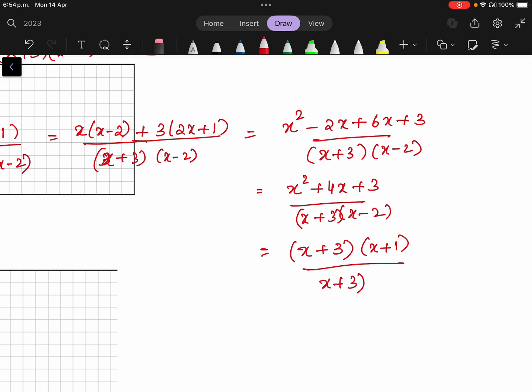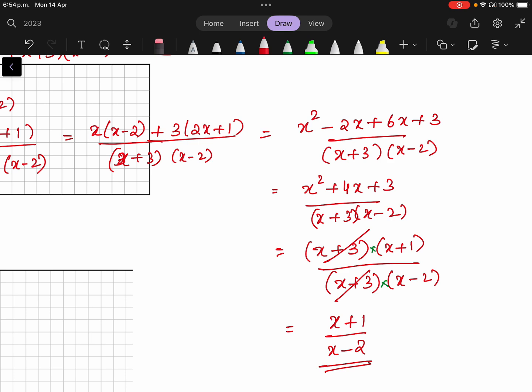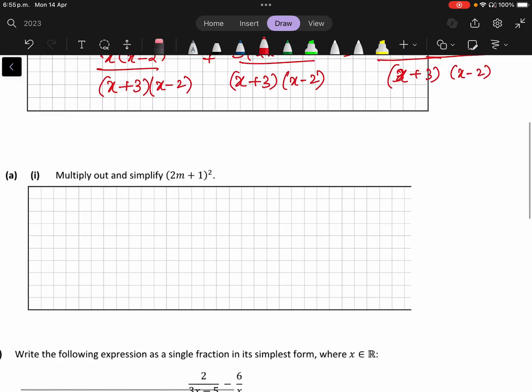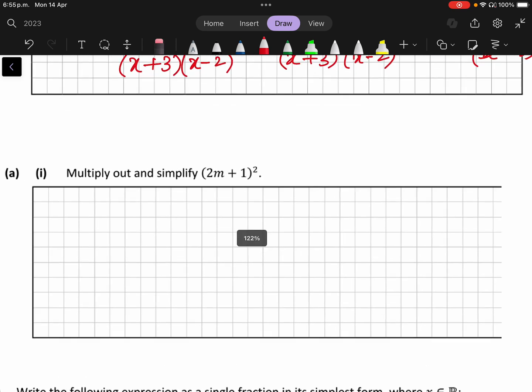Then x plus 3 over x minus 2, and since it is multiplication, remember everywhere it is multiplication, you can cancel this out. Remember, you can cancel only when multiplying, and then you will get the answer x plus 1 divided by x minus 2. Okay, so that's the first question. It is like a 10-mark question, but it's a very easy question which you can do, and you can get that mark. Okay, now let's look at the next question.